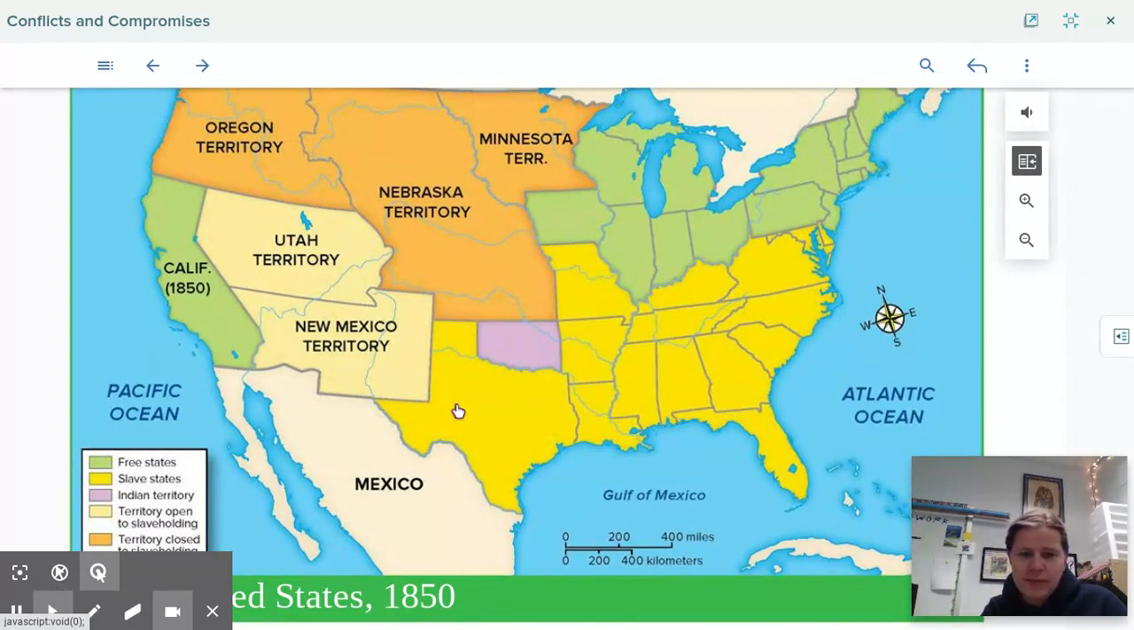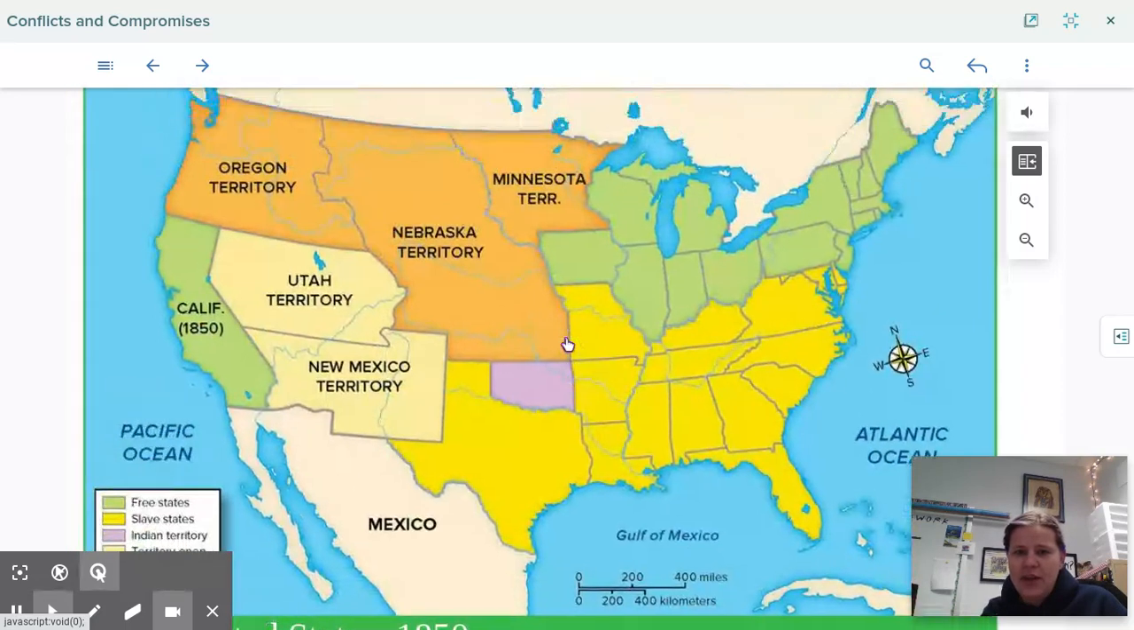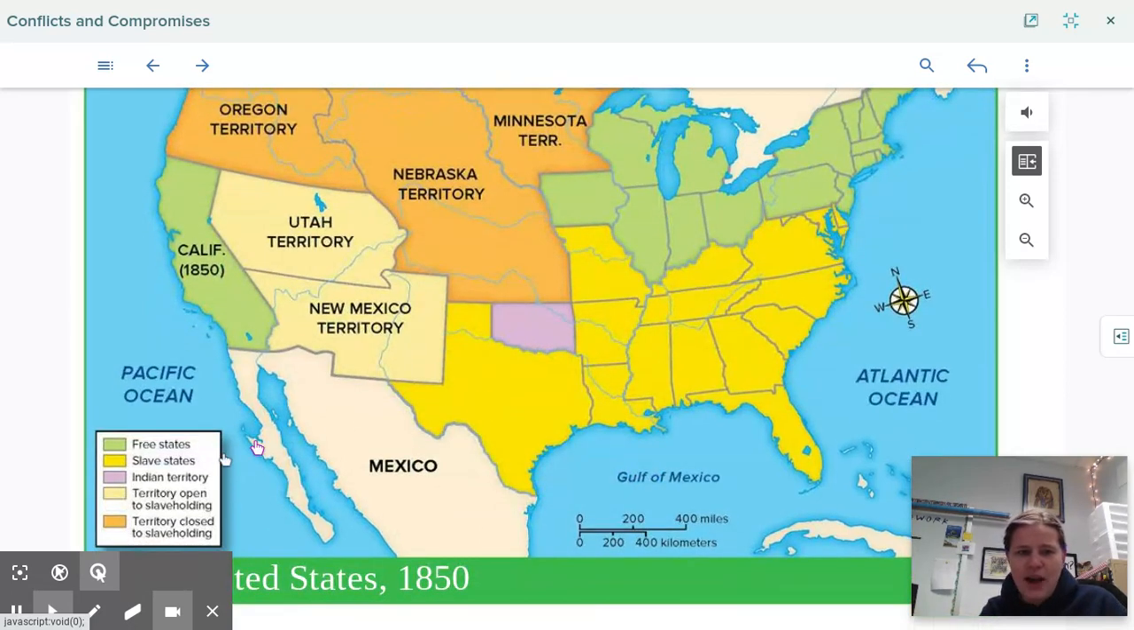This is what I think is super sad. Look at this itty bitty tiny little piece that is set aside for Indian Territory. I mean, the Native Americans were living all over this area, and now all of a sudden they get confined to this one small little territory set aside for Native Americans. That makes me super sad.